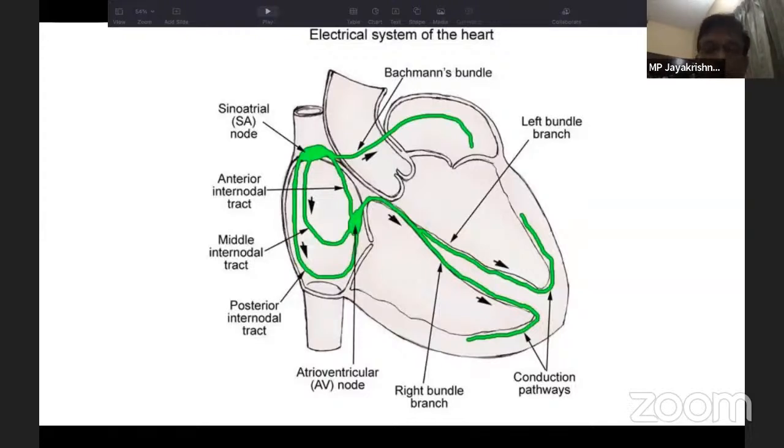From there, it actually passes through the bundles, the right bundle branch and the left bundle branch. And as you know, the left bundle branch again divides into the anterior and posterior fascicles.